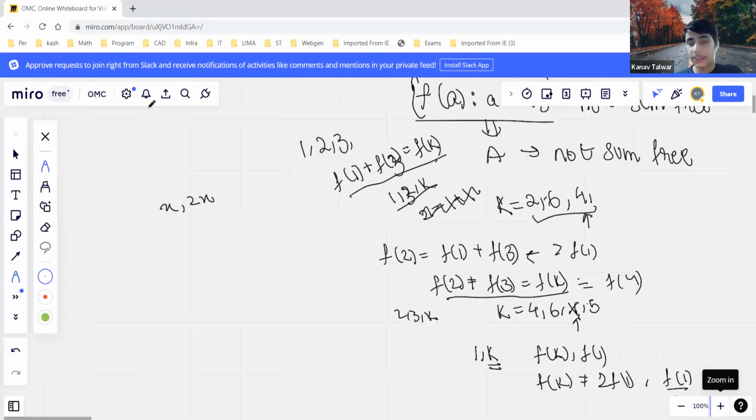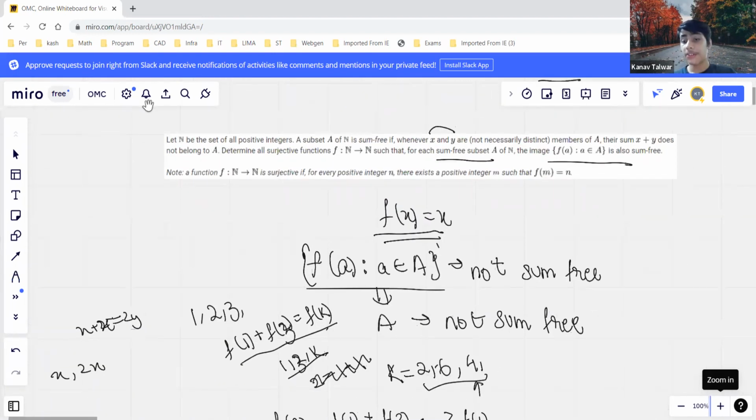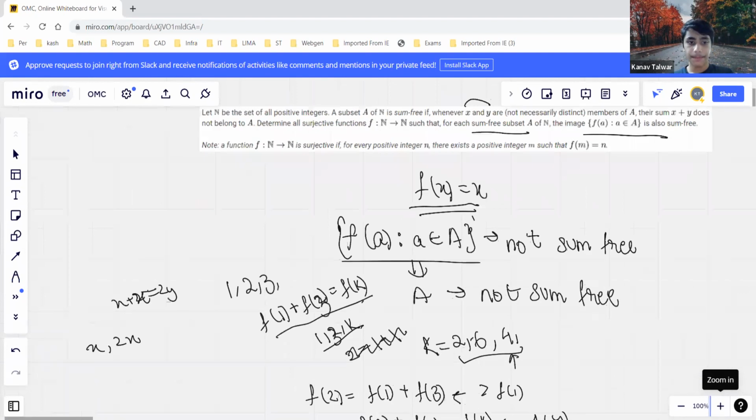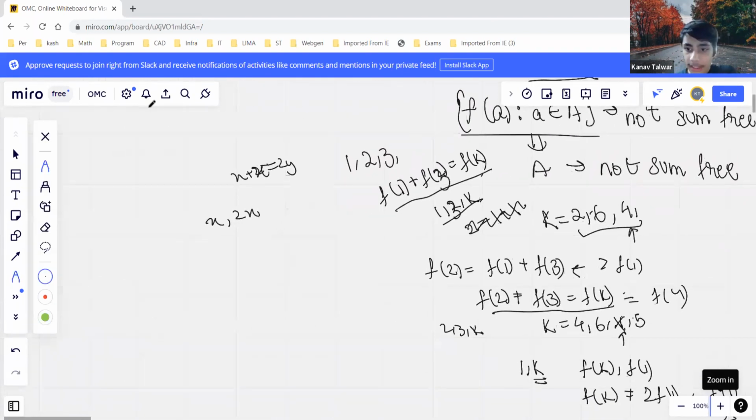So the set {x, 2x} is not sum free, just because you could choose x plus x is equal to 2x, right? And in our original problem, we had not necessarily distinct x, y, z. X and y may be equal. So can we do this for the image set?